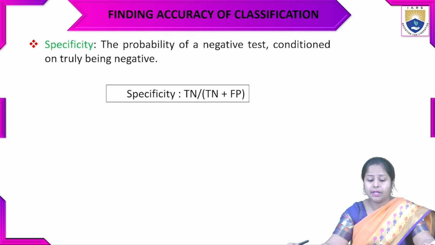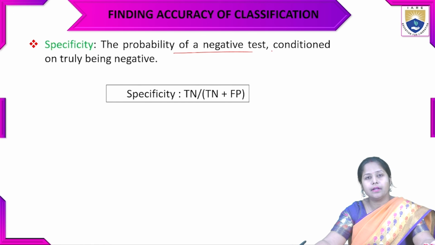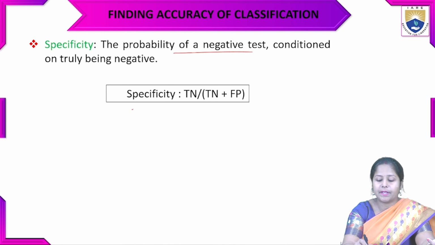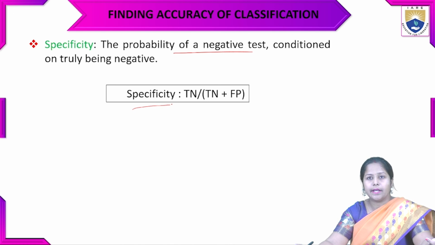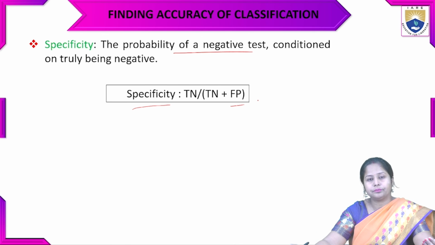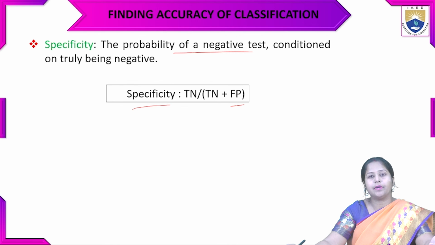Now specificity comes. It is the probability of a negative result, conditioned on being truly negative. The formula is specificity equals true negative divided by true negative plus false positive. So by these few measures we can get the accuracy, specificity, recall and other terms while we calculate the accuracy and precision for the model, to see whether the model has predicted the correct result or not.